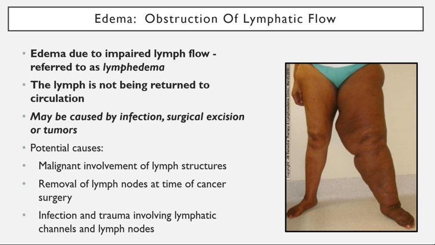Lymph is not being returned to circulation. Potential causes: malignant involvement of lymph structures, removal of lymph nodes by cancer or surgery, and infection and trauma involving lymphatic channels and lymph nodes.